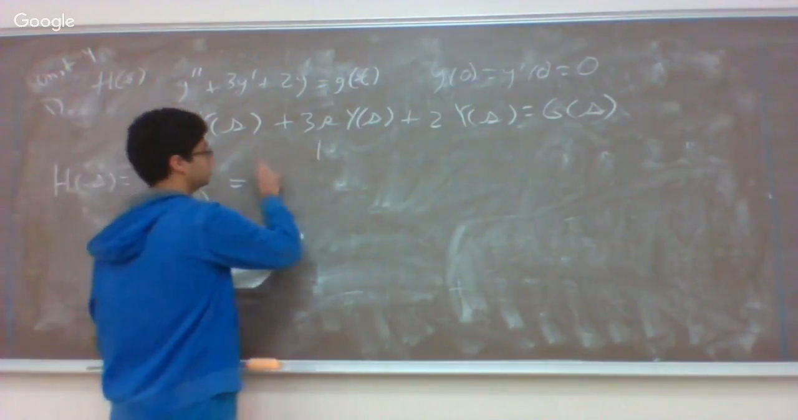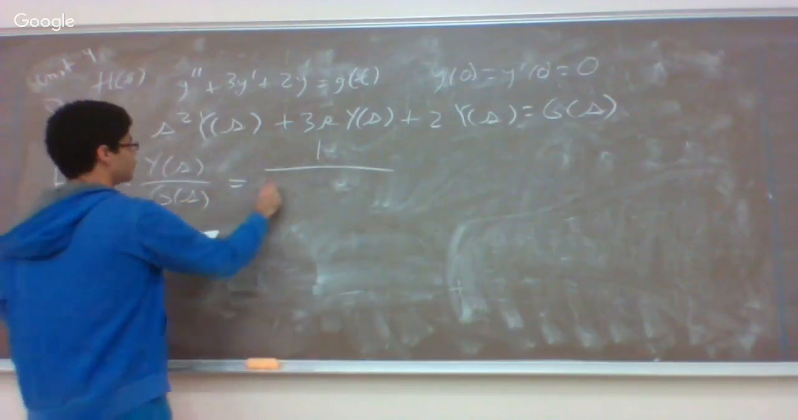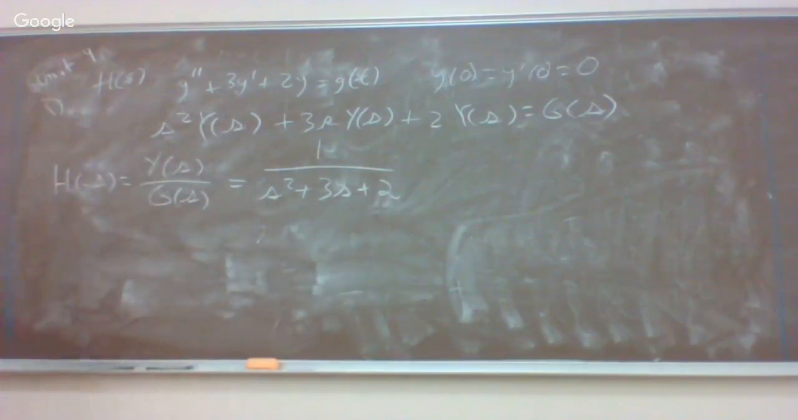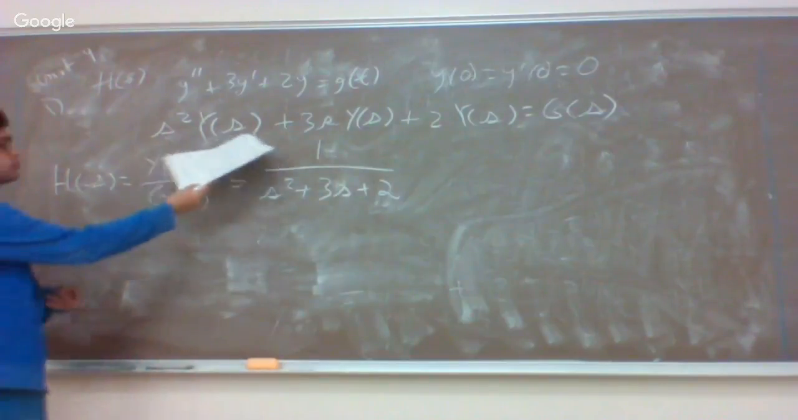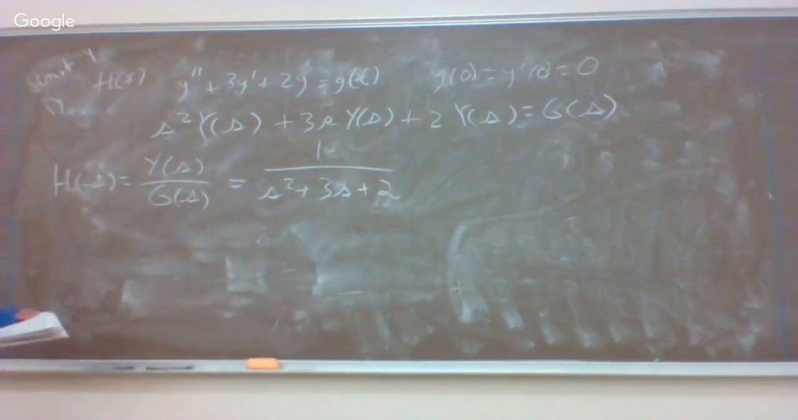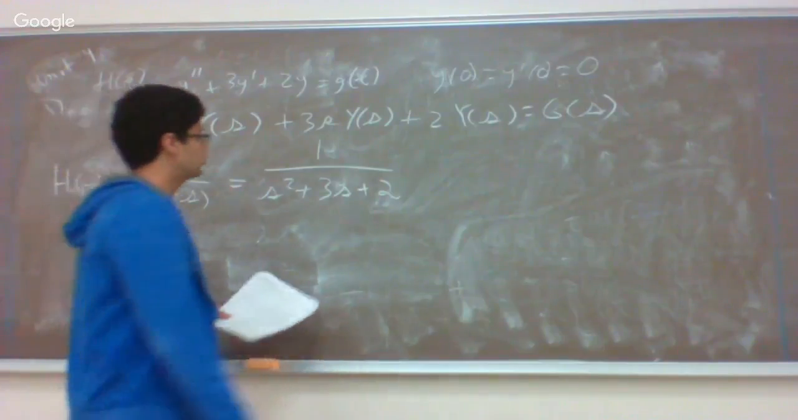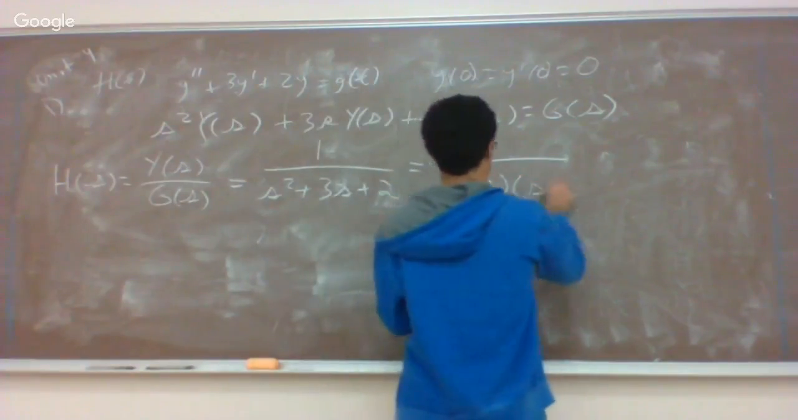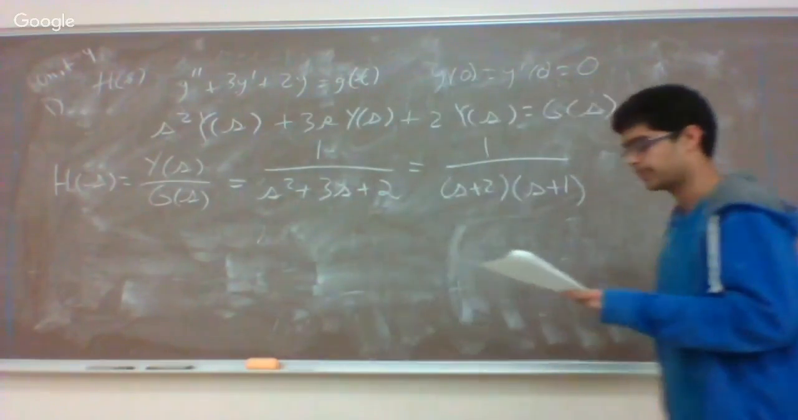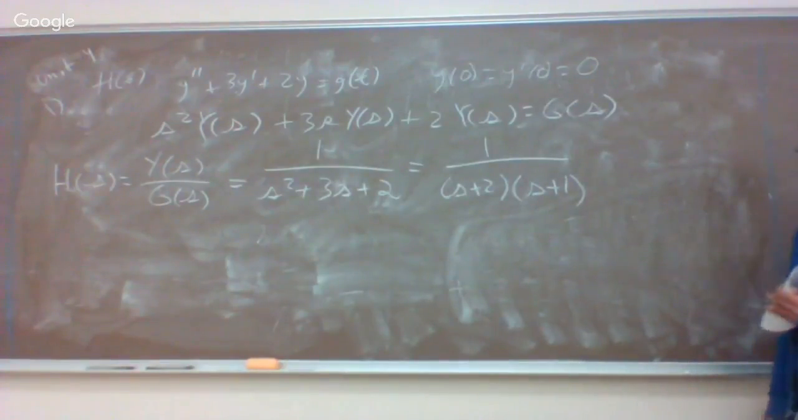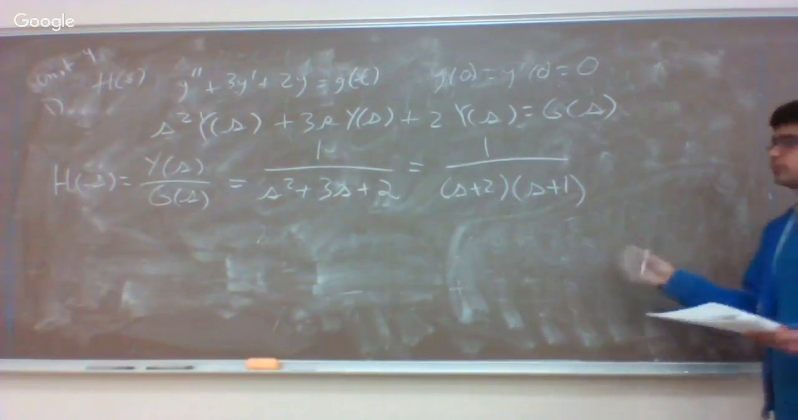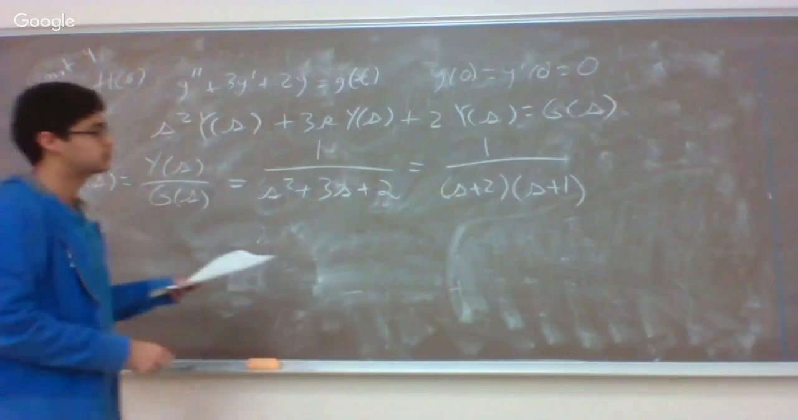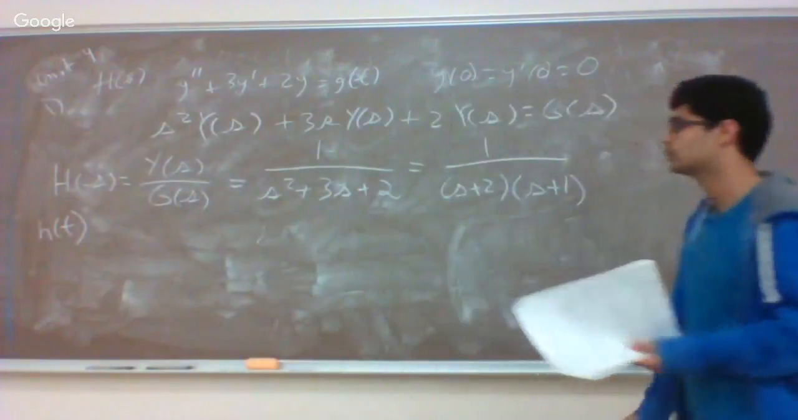I have 1 over s squared plus 3s plus 2. I grouped all the Y of s together and divided by that factor. So this is equal to 1 over quantity s plus 2 times s plus 1. The time domain h. What does this look like?